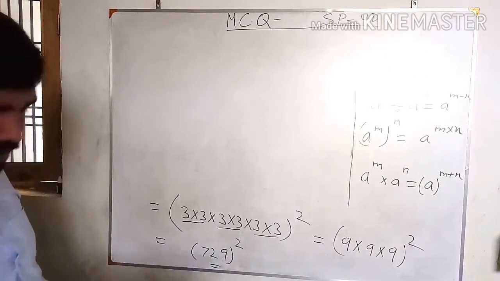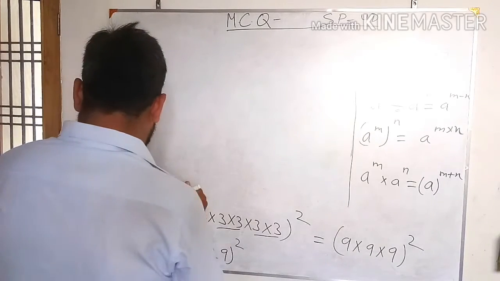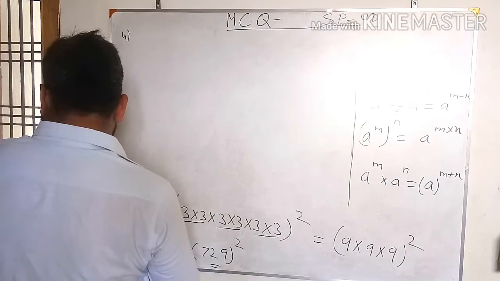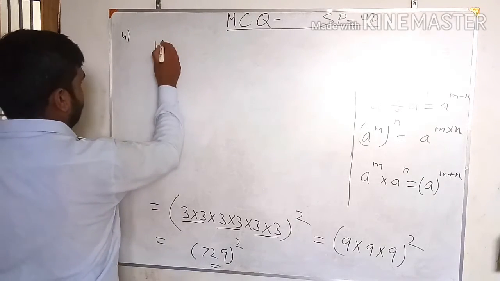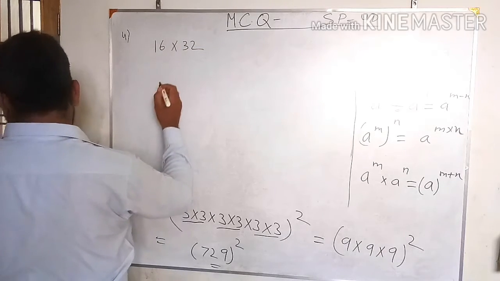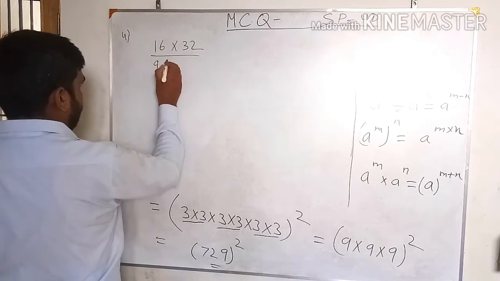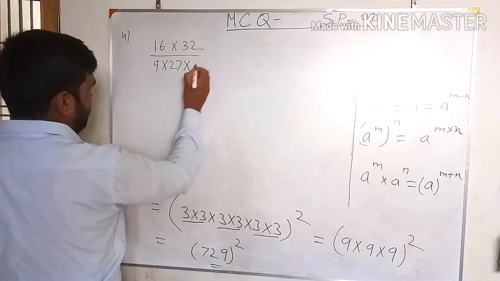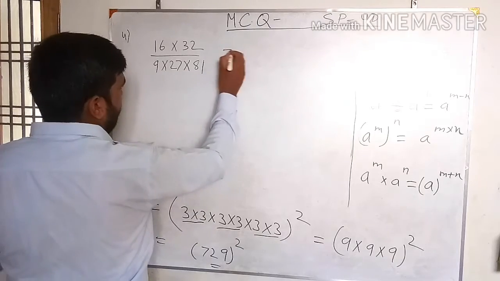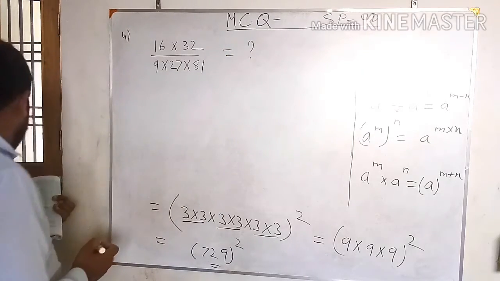Now see the question number 4. Multiple choice question number 4. Question number 4 is 16 multiply 32 upon 9 multiply 27 multiply 81. We have to find the value of this expression in the exponential form. We have to find the answer in the exponential form.